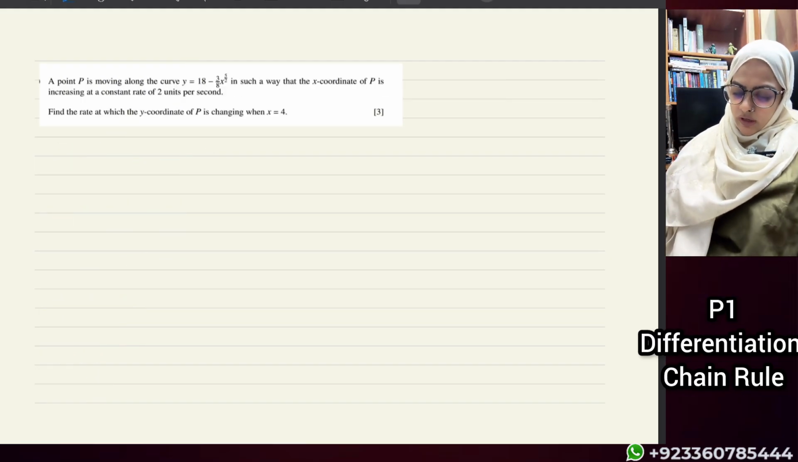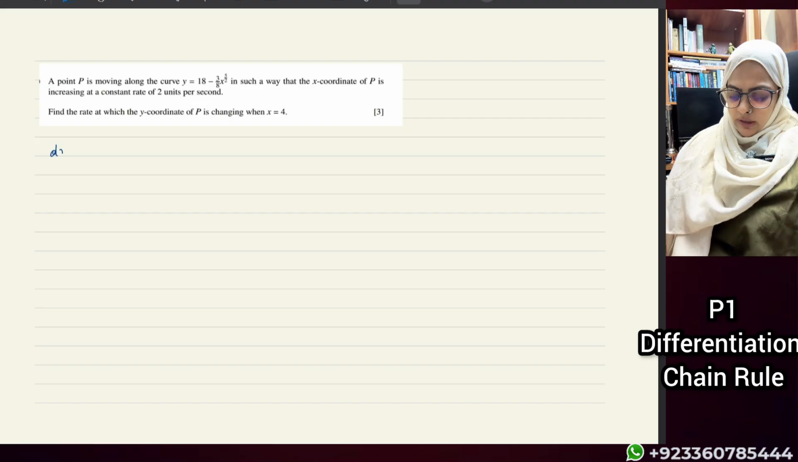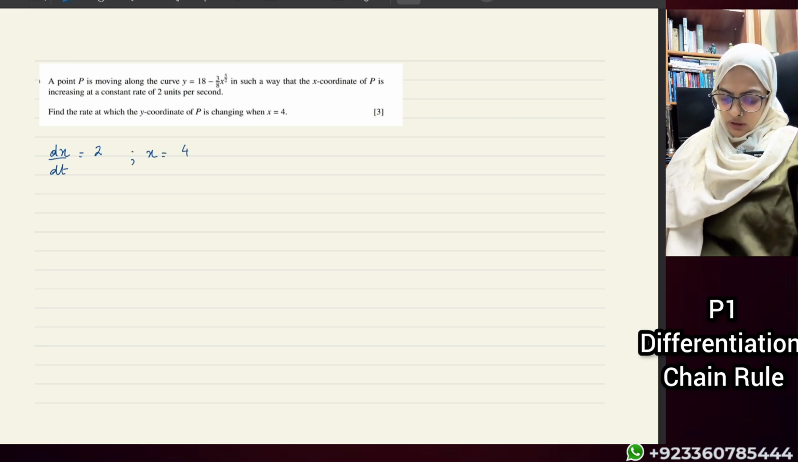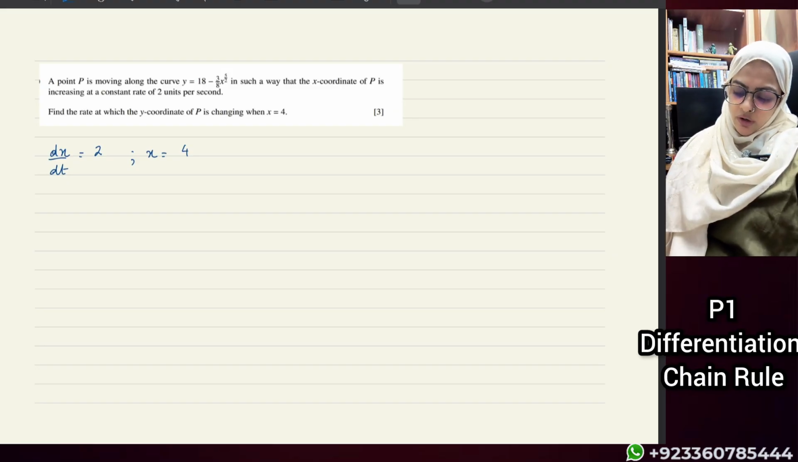Another question. A point P is moving along the curve y is equals to something in such a way that the x coordinate of P is increasing at the constant rate of 2 units per second. Dx by dt is given 2 units per second. Find the rate at which y coordinate of P is changing when x is equals to 4. Okay, so find the rate at which y coordinate of P is changing. It means that we want to find out dy by dt.